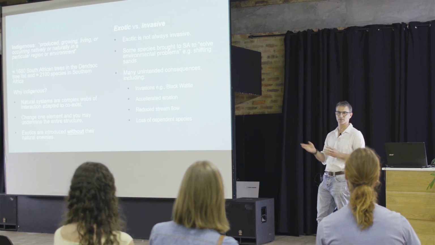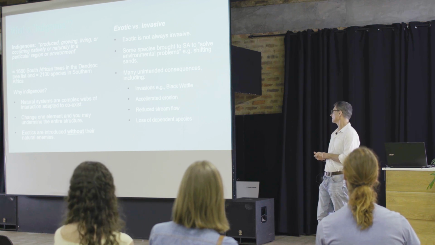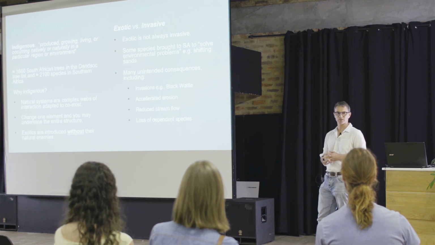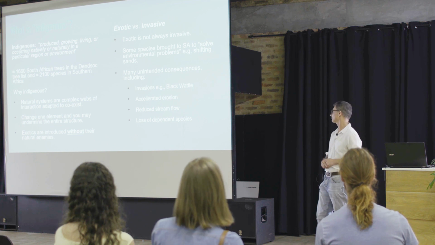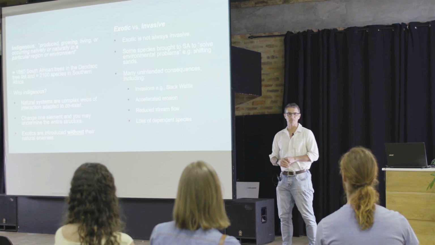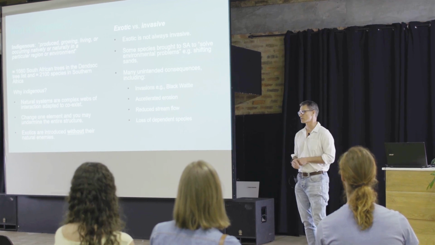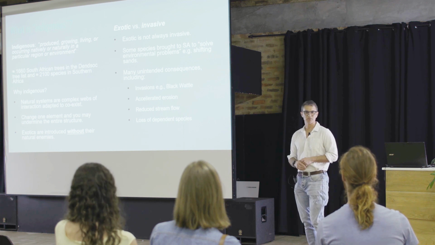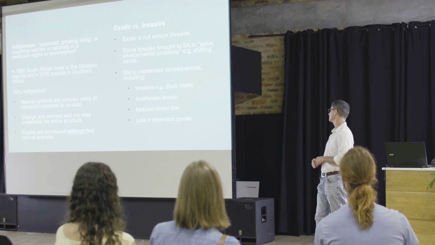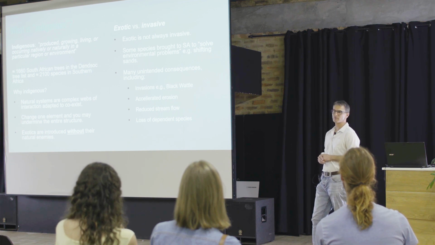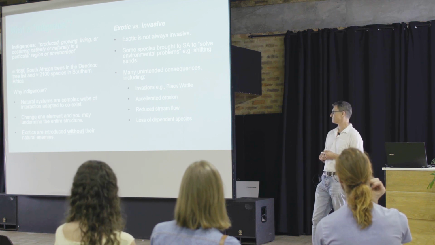The same thing happened at Hout Bay in the Western Cape. So the beach is now disappearing. So we've solved an environmental problem, but then created another one. And they have many unintended consequences. People don't think of the consequences when they bring these plants here. Black wattle is an incredibly invasive species, for instance. You can have accelerated erosion, reduced stream flow, and then loss of dependent species.